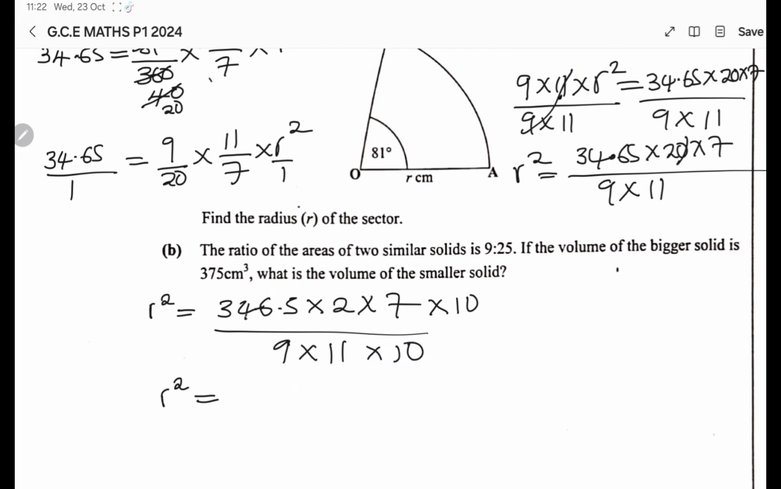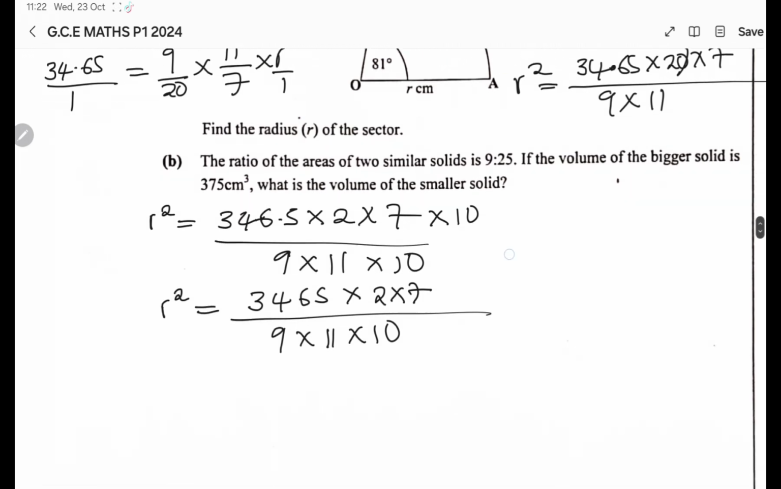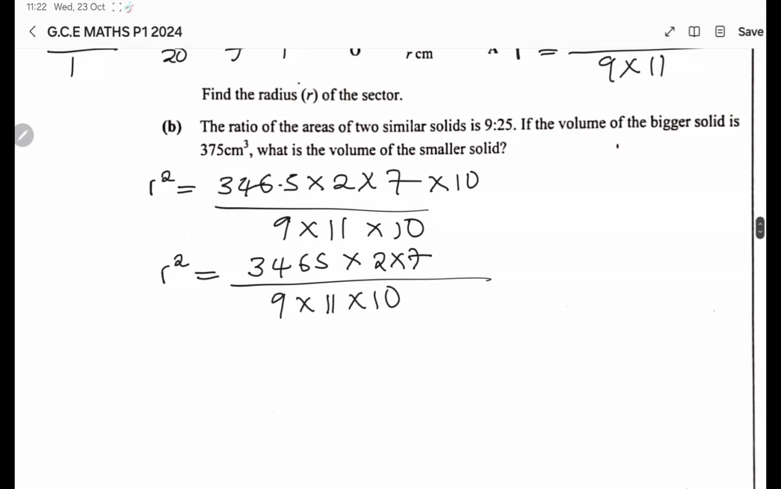So if you multiply 10 by 346.5, it will give you 3465 without a decimal, and this 10 will go. So this is going to be 3465 multiplied by 2 multiplied by 7, then over 9 by 11 by 10. The only thing that is remaining now at this stage is cancelling out the common factors, and our answer will come up. So r squared is going to be, let us divide.